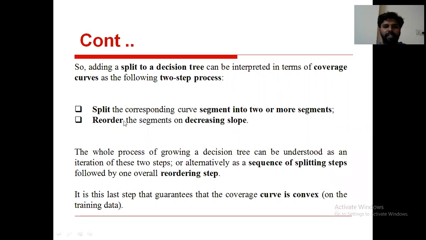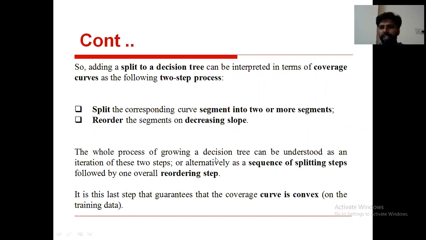And the second step is to reorder the segments on decreasing slope. We need to reorder the segments we constructed. Those segments should be arranged in decreasing slope order. These are the two important steps we need to follow to construct or to split a decision tree. Splitting the decision tree is one part of the decision tree construction.